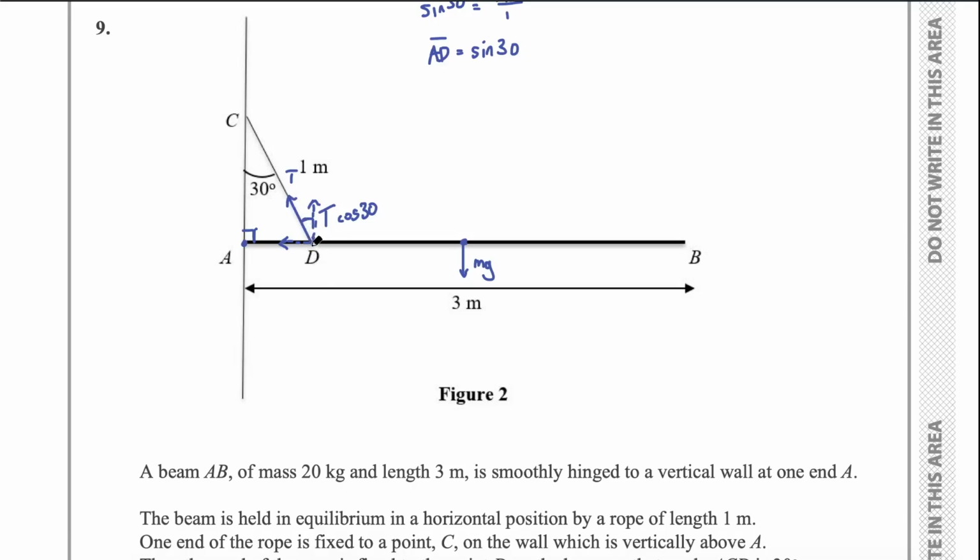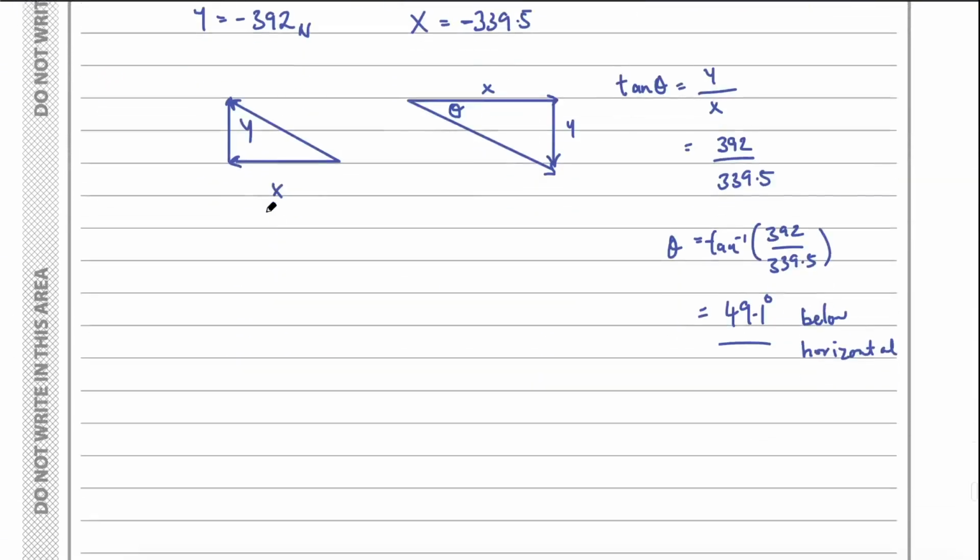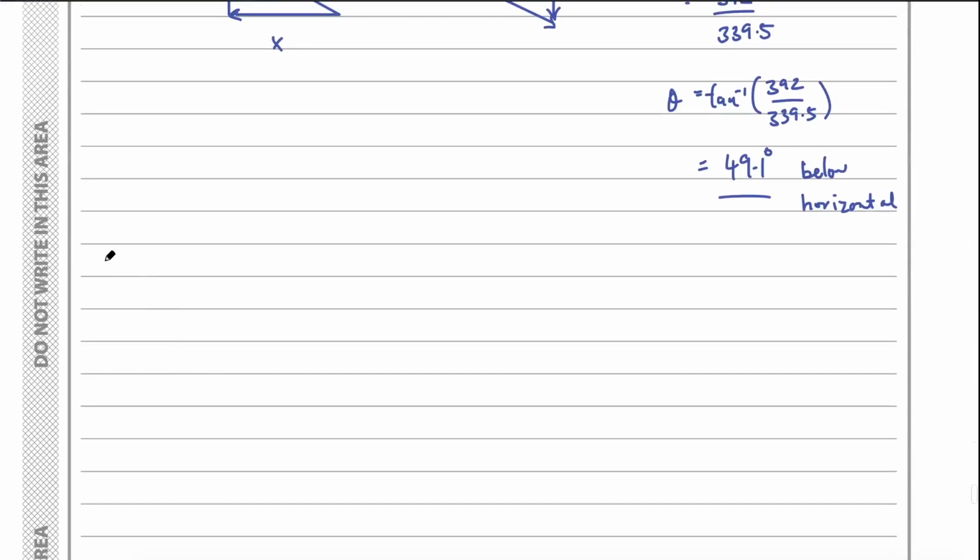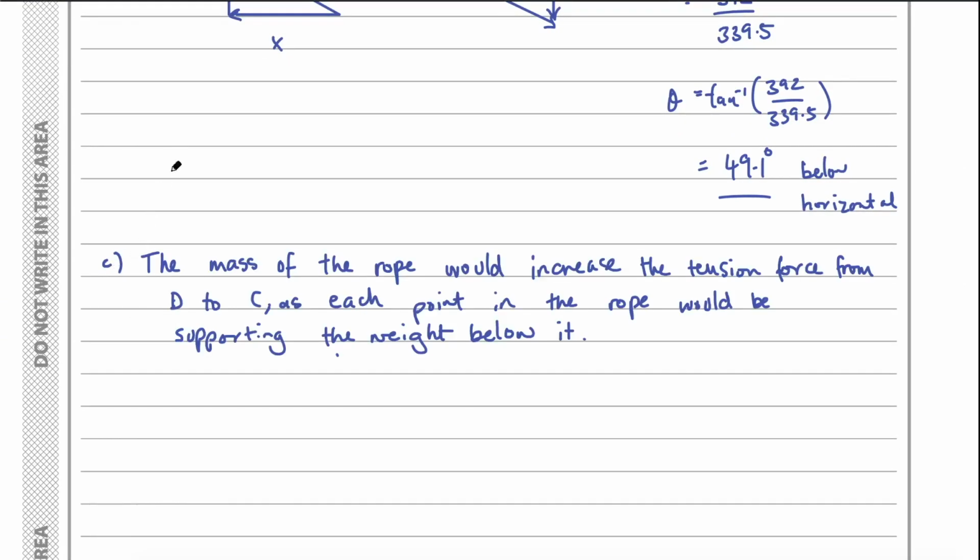So as we went from D to C, the tension would increase because there's more weight being supported at each point in the rope. So let's go ahead and see if we can summarize that. So for part C, okay, so I've said the mass of the rope would increase the tension force from D to C, as each point in the rope would be supporting the weight below it. Okay, so maybe you can think of a better way of wording that, but that's 2 marks for part C.